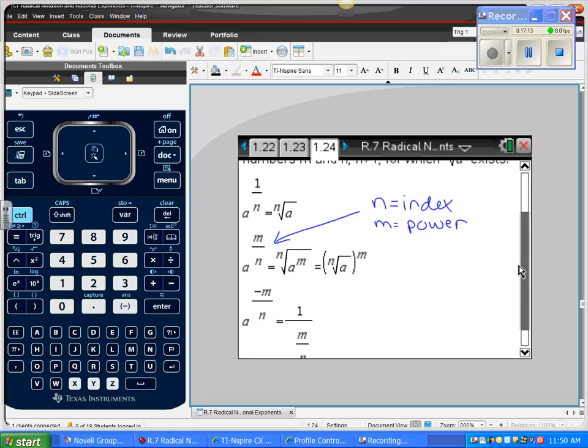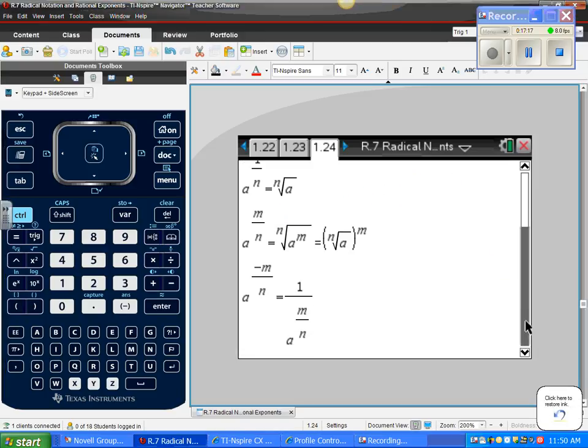And just like we've said before, those negative exponents, we don't like them, so we tend to flip things, right? A to the negative m over n becomes 1 over a to the m over n.